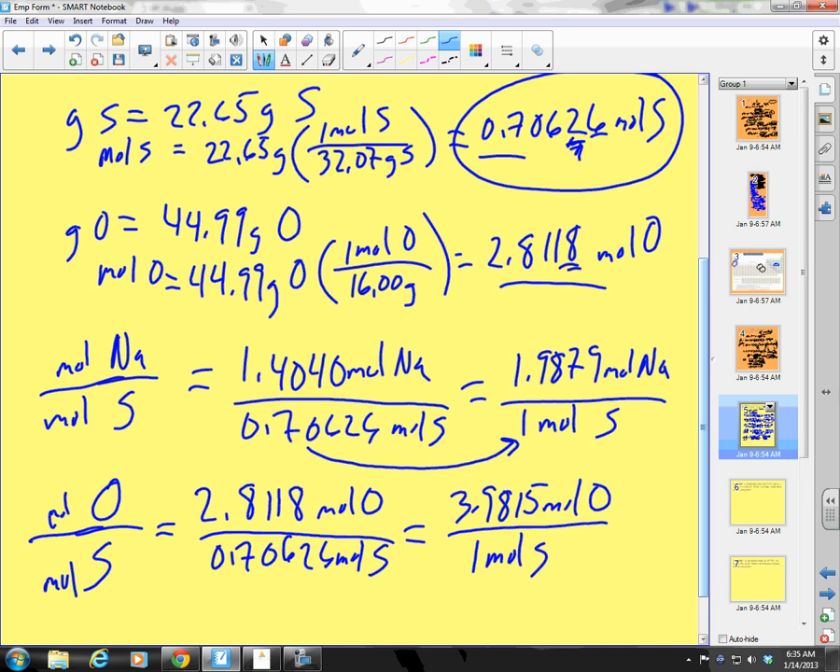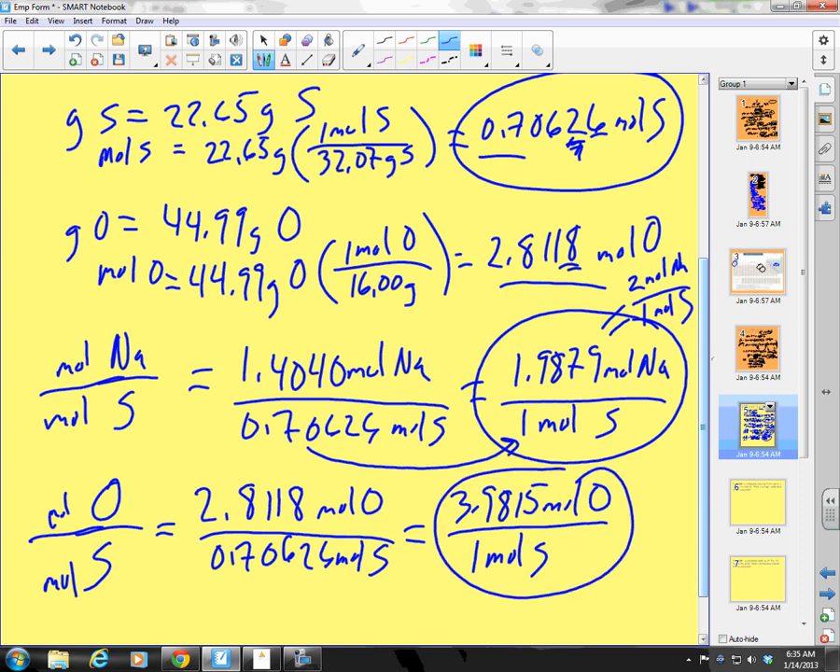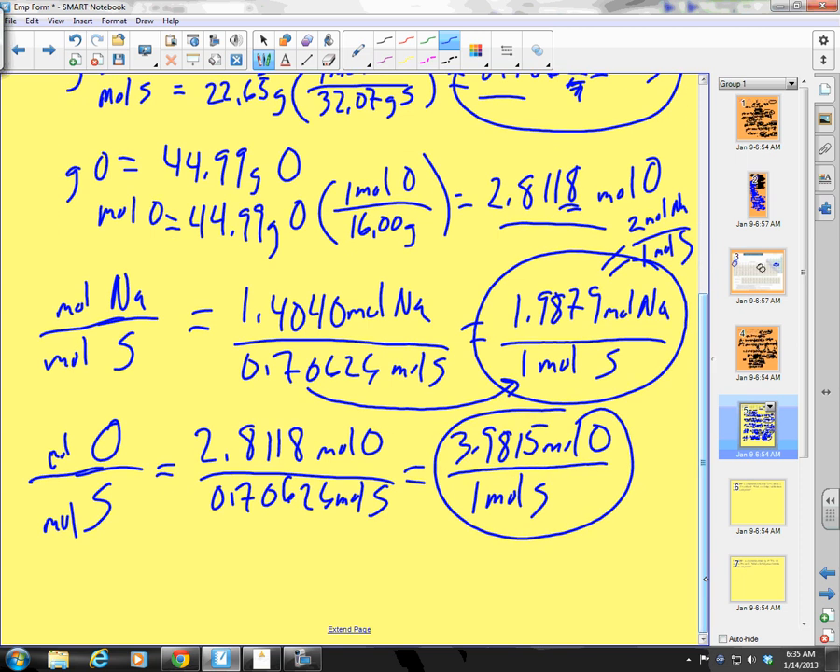Good. Now, here's the question. Can I round this to 2 to 1? The answer is yes. So this is really 2 moles of sodium per 1 mole of sulfur. Can I round this to 4 to 1? And the answer would be yes, that's close enough to 4. So this would be 4 moles of oxygen per 1 mole of sulfur.